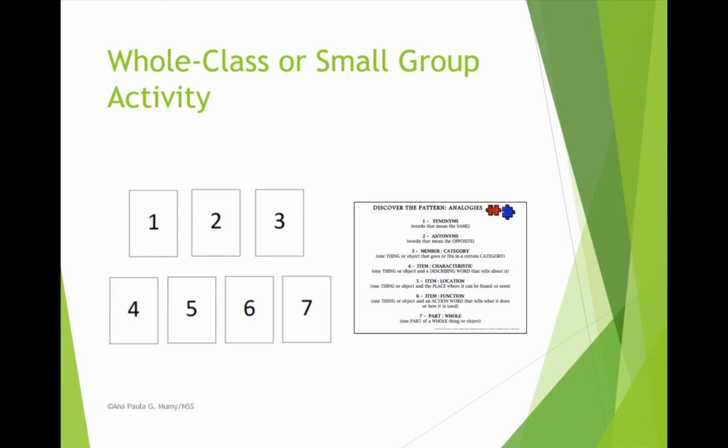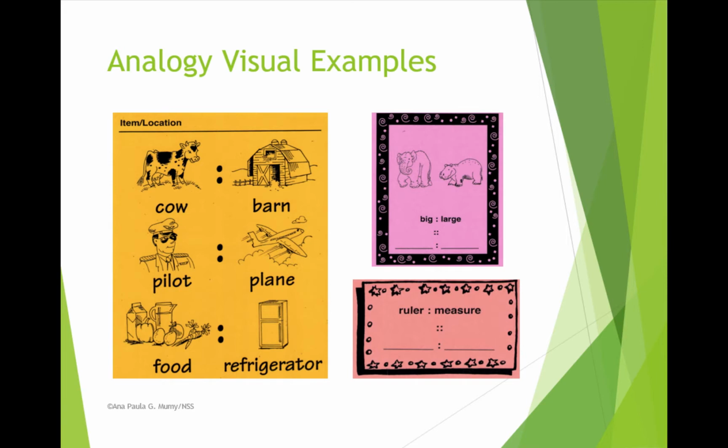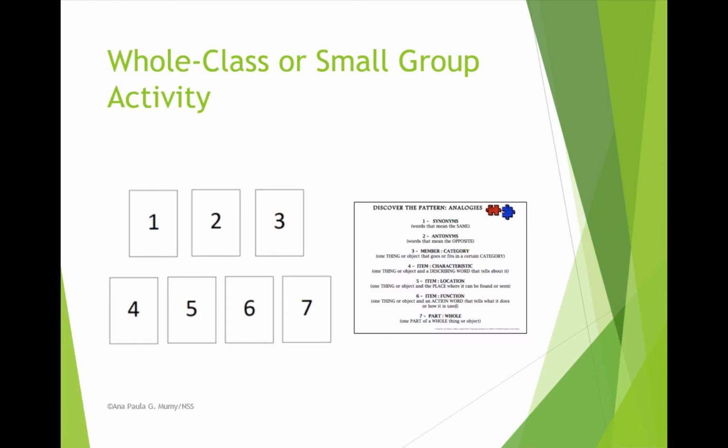But I'll use this as a whole class or a small group activity, and this is just one example. I give each of the students 7 index cards that have the numbers 1 through 7. And so I'll present an analogy. So for example, going back to here, I might say, big is to large as, and then I'll give them the 2 words. I'll fill in the blank. And then they're having to identify, so of course, for big is to large, I would give them other words that are synonyms, and then they're having to identify for me: is this a synonym analogy? Is it an antonym? Is it a member category, item characteristic, item location, item function, or part whole? And so they go through and determine.